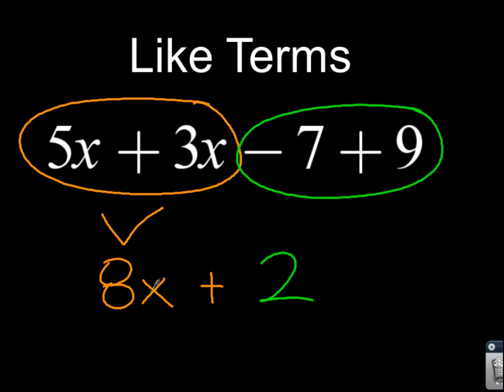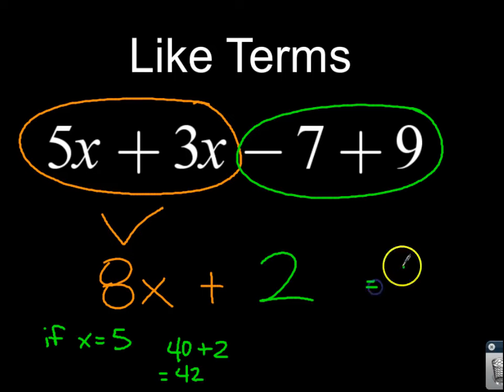So let's say x was 5. If x equals 5, then that means we would have 8 5s, which would be 40. And then we would add 2. That equals 42. Now, if you made the mistake and said, oh, I have 8x and 2, that makes 10x, if x is 5, then what you're saying is that this is worth 50. And this 50 and this 42 are not the same. You can't do that.